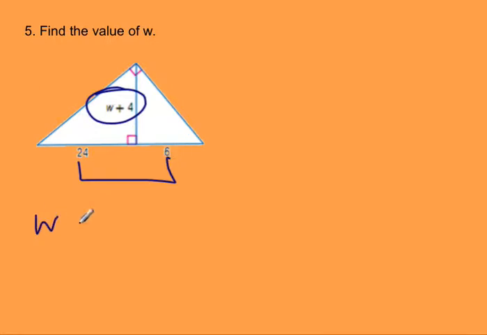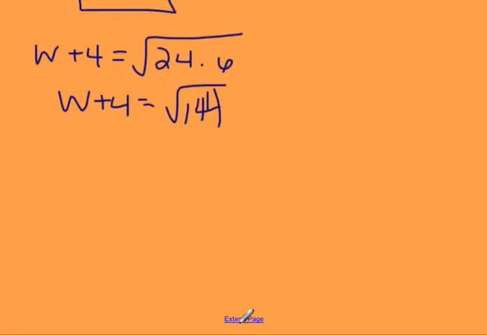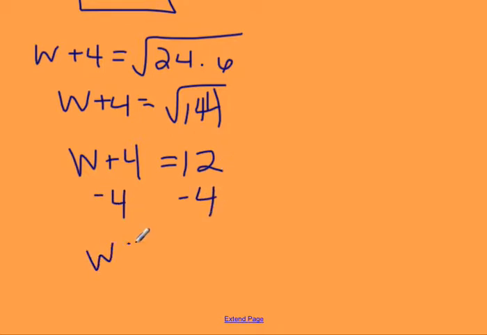So w plus 4 is going to be equal to the square root of 24 times 6. Well, 24 times 6 is going to be 144. Yes. There we go. The square root of 144 is going to be 12. So now I need to solve this for w. That 4 is being added, so I'm going to subtract 4 from both sides, and I get that w is equal to 8. So 8 is my final answer for number 5.